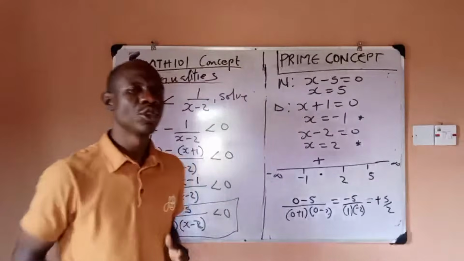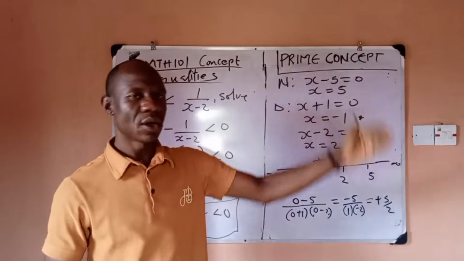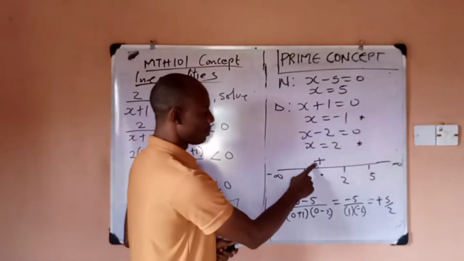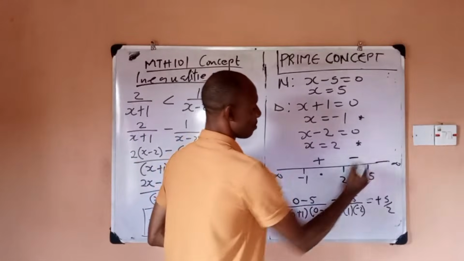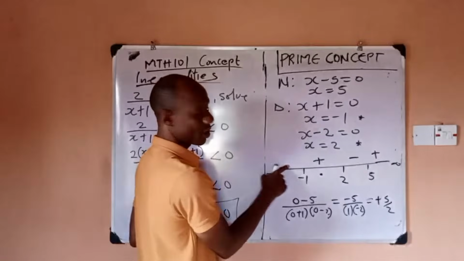What it simply means is that this interval will always be what? Positive. Once you have determined the sign of one interval, you can alternate that sign to get the sign of other intervals. So if this is plus, here will be what? Minus. Here will be what? Plus. If this is plus, this one as before, it should be what?